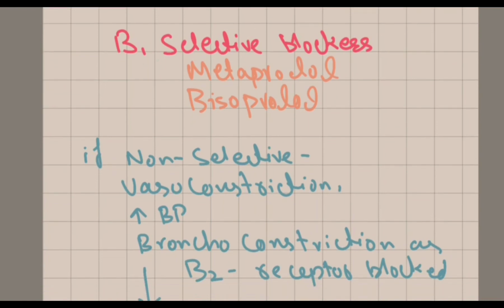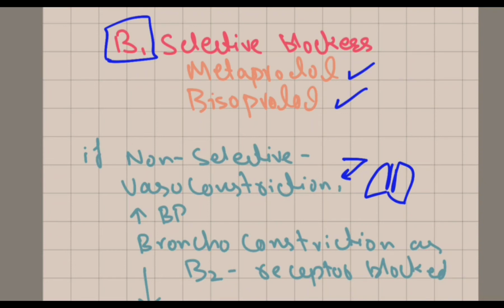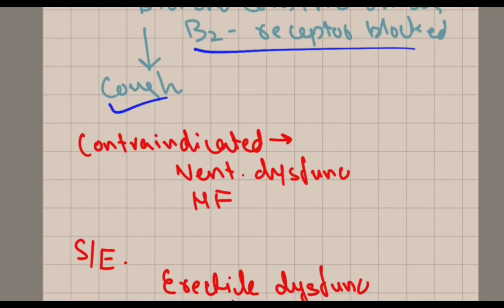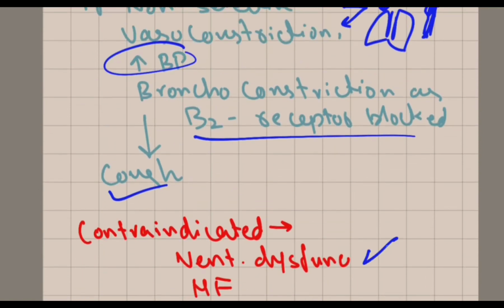Then we have beta blockers, in which especially beta 1 selective blockers are used, such as metoprolol and bisoprolol. Non-selective beta blockers are not used because they cause extensive constriction in the lungs. They will act as bronchoconstrictors, which will constrict the bronchioles and cause problems, as beta 2 receptors are blocked, and they can cause cough also. They are contraindicated in ventricular dysfunction and patients of heart failure.